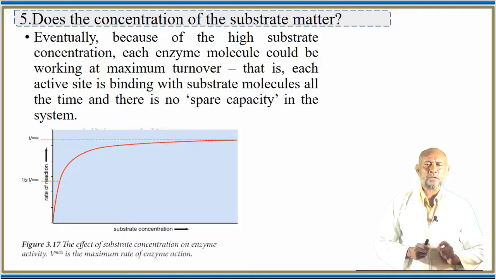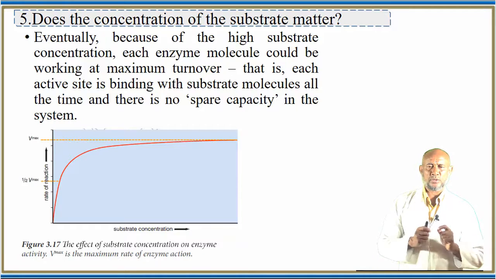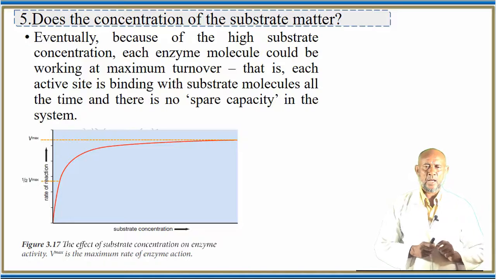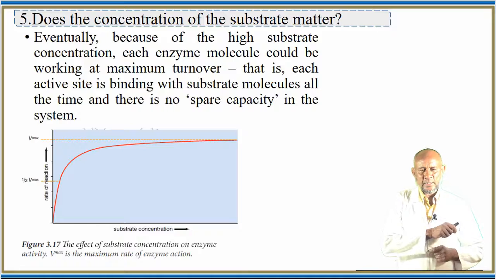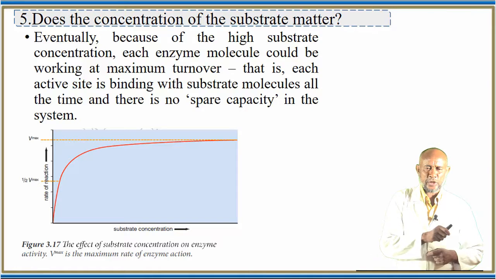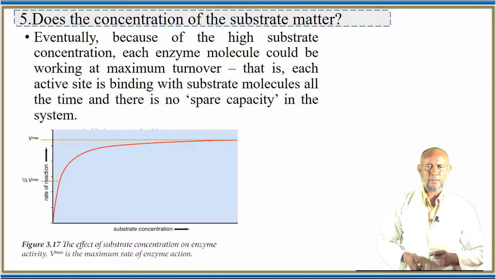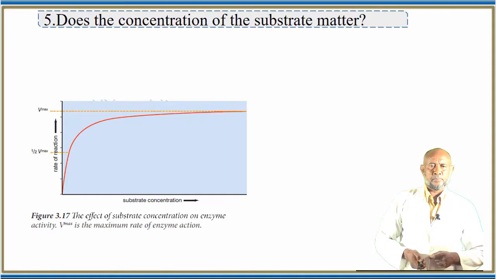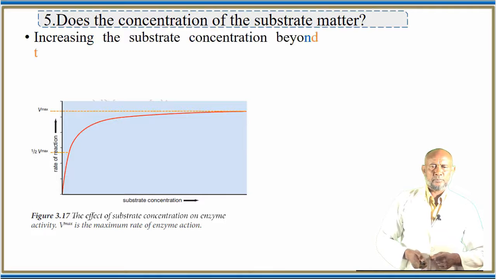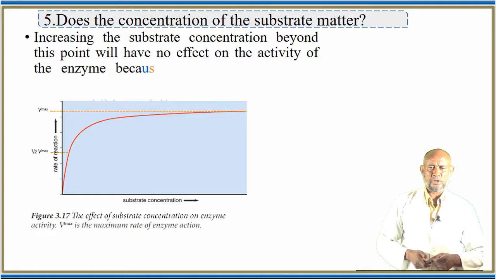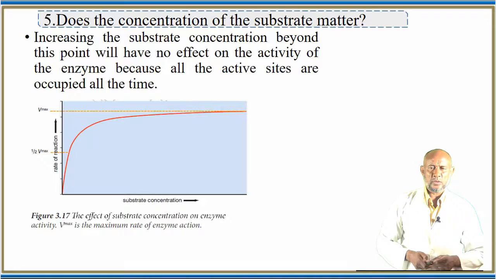That is, each active site is binding with a substrate molecule all the time, and there is no spare capacity in the system. Therefore, that is steady state. The reaction gets into a steady state. No more increment. Increasing the substrate concentration beyond this point will have no effect on the activity of the enzyme because all the active sites are occupied all the time.